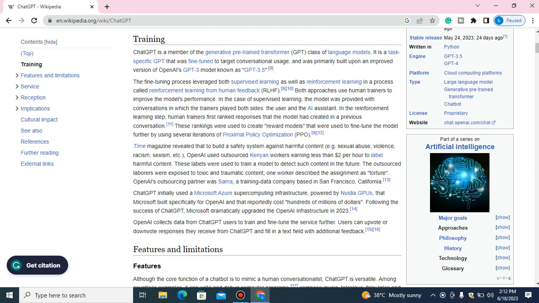ChatGPT initially used a Microsoft Azure supercomputing infrastructure powered by GPUs that Microsoft built specially for OpenAI, which reportedly cost hundreds of millions of dollars. Following the success of ChatGPT, Microsoft dramatically upgraded the OpenAI infrastructure in 2023. OpenAI collects data from ChatGPT users to train and fine-tune the service further. Users can upvote or downvote responses they receive from ChatGPT and fill in a text field with additional feedback.